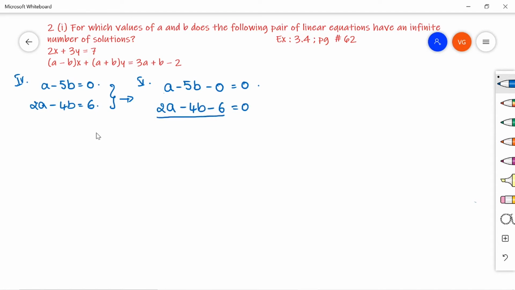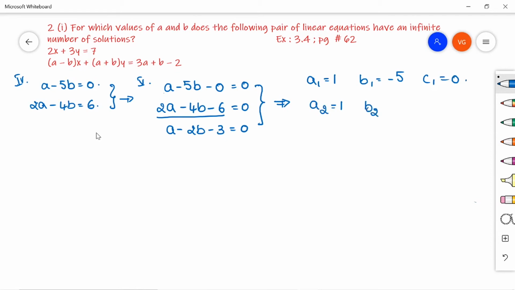See here, this is a multiple of 2, so I will write it as a minus 2b minus 3 is equal to 0, right? From these two equations, you can write the constant terms: a1 is equal to 1, b1 is equal to minus 5, c1 is equal to 0. Similarly, a2 is equal to 1, b2 is equal to minus 2 and c2 is equal to minus 3, right?